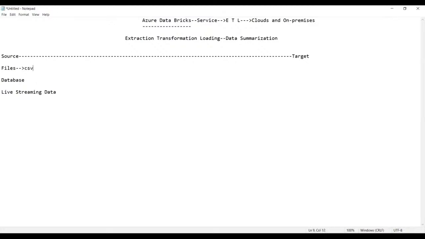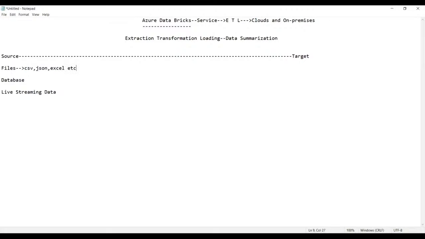Anyways, guys, these files can be CSV files, JSON files, and then we have Excel files, etc. These are the various types of files we have.